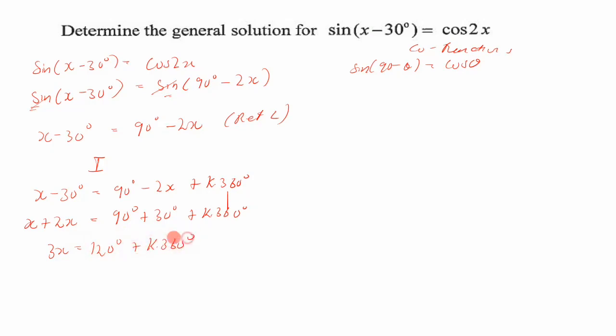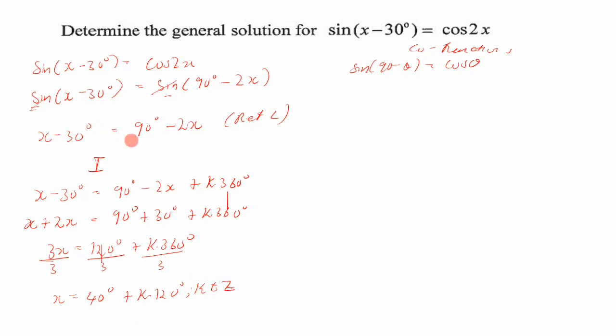Now at this point you want to divide everything by this 3. Remember, you only want x there, so this is x, and then what is 120 divided by 3? That will give us 40 degrees. So we have 40 degrees plus k, and then what is 360 divided by 3? That's 120 degrees. So you can see that this 3x actually reduced the period to 120, right? Then k, element of integers.